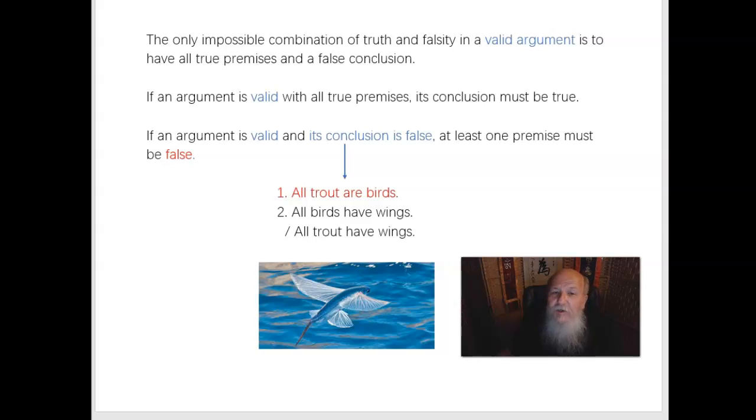So if an argument is valid with all true premises, its conclusion must be true. But if an argument is valid and its conclusion is false, at least one premise must be false. And here we do have a false premise, the premise that all trout are birds.